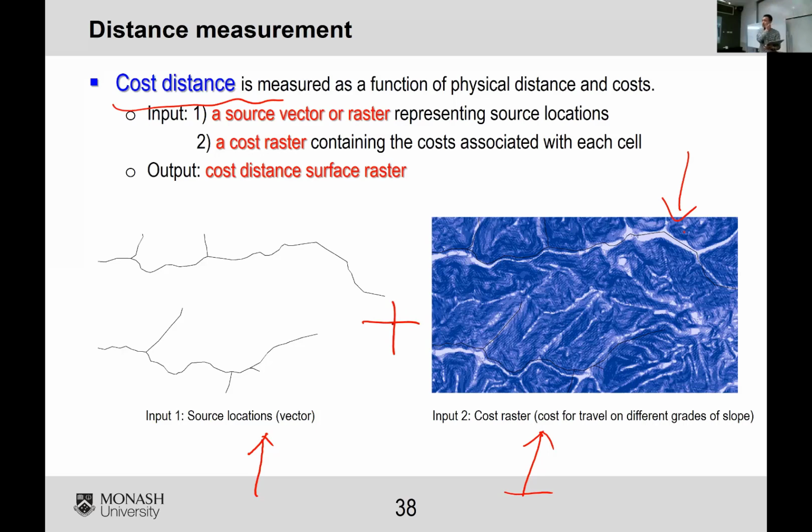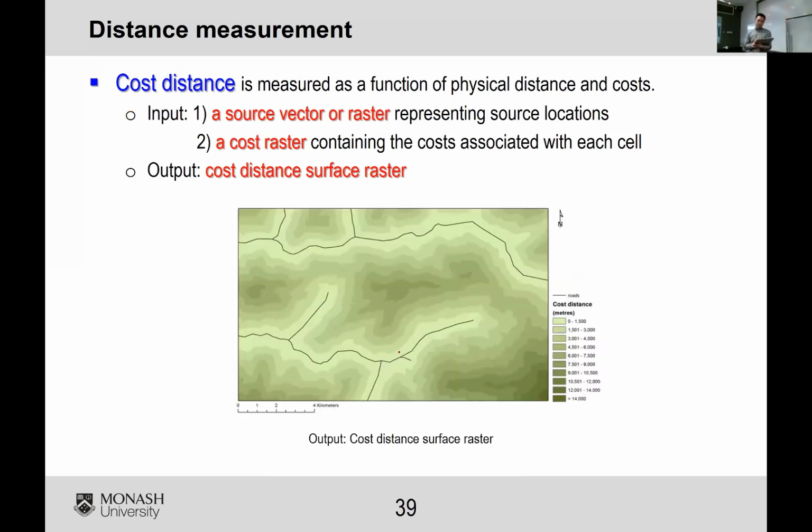So by combining these two data sets, the raster and vector, we can calculate a distance surface raster. See, this looks different from the physical distance raster, right? Because now we're considering the cost to travel through different locations on this map. And each single location has its own cost to travel through.